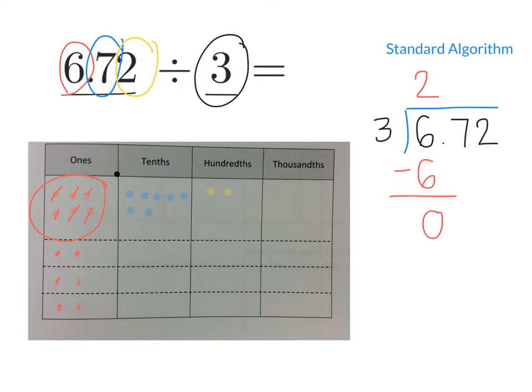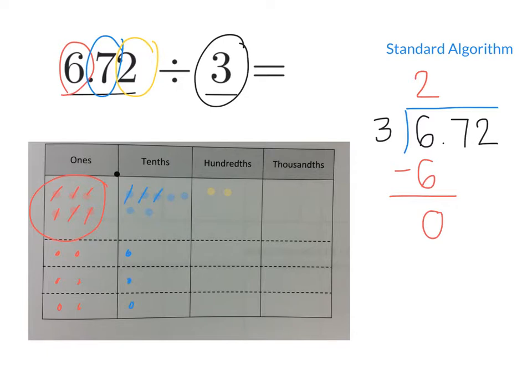Make sure you're writing down the standard algorithm at the same time that we're working on the place value chart. I want you to see how the two are related. I don't have any more ones to work with, so let's move to the tenths column. How many tenths do I have to start out with? 7. Okay, so I'm going to put 1, 2, 3, 1 in each group, and cross 3 out.